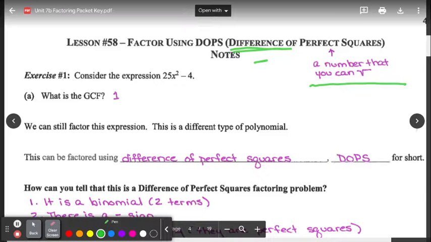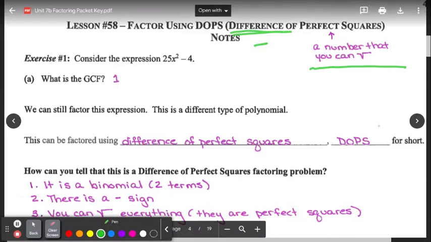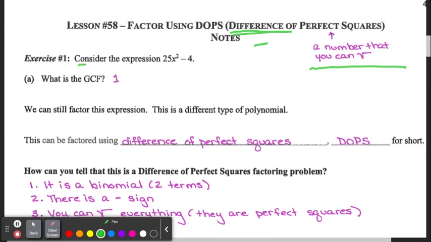Before we get started on that, though, let's look at exercise 1. And you'll notice I already have my key up here. I think it's just a little bit neater, like I've said in the past, to look at my paper version of notes than to try to write quite so much. So exercise 1 says, consider, in math, that's like, hey, look at this problem. Consider the expression 25x squared minus 4.